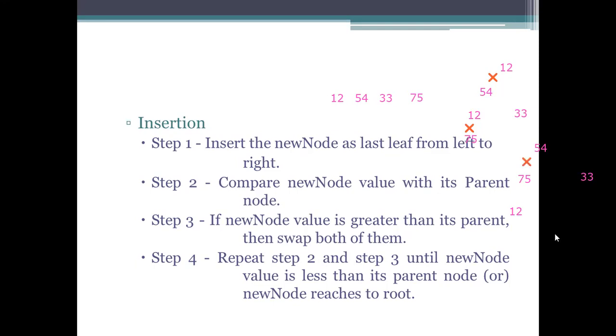Then what do I have to do? I need to go for a swapping here. So this swapping means again 54, 75, 54, 12, 33. Now compare with this one, whether it is correct or not.